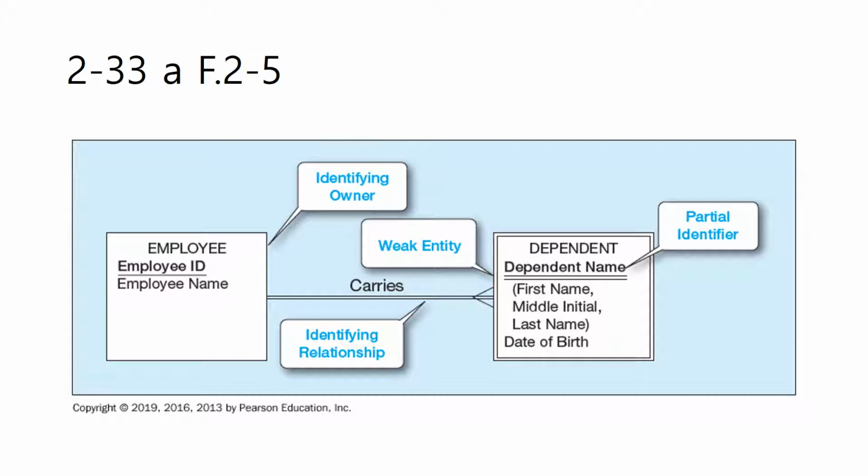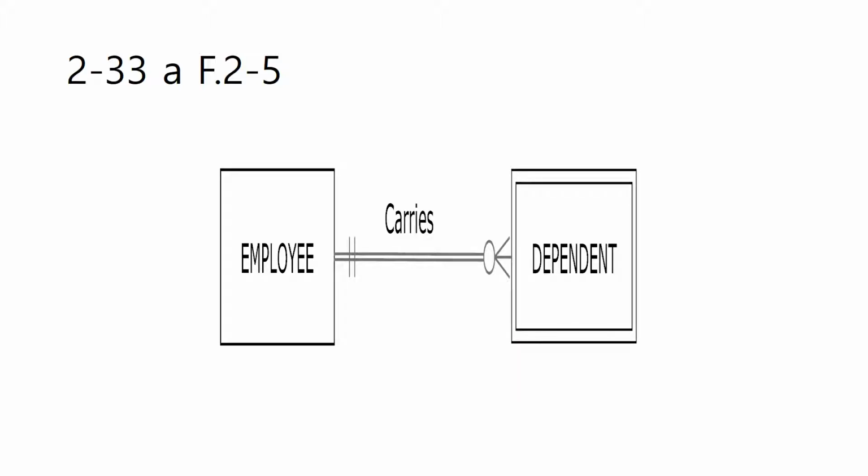And then problem 33. Add minimum and maximum cardinality notation to each of the following figures as appropriate. A. Figure 2-5. Actually, you can see there are employee and carries dependent. These are weak entity and partial identifier. And also it is a composite identifier. So you can see like this. Employee carries 0 through many dependents, and dependent also belongs to only just one employee.